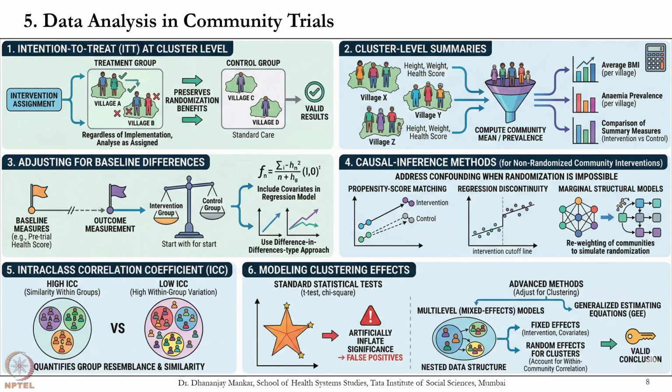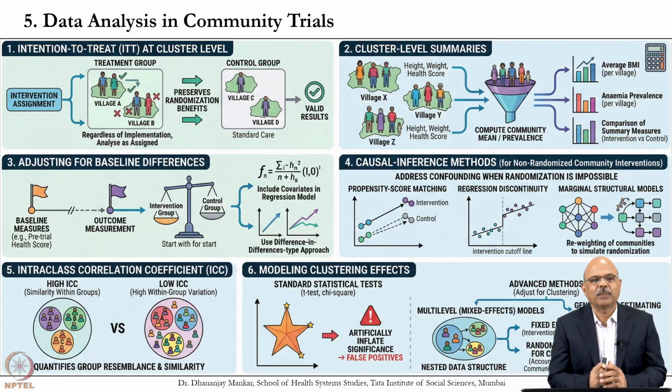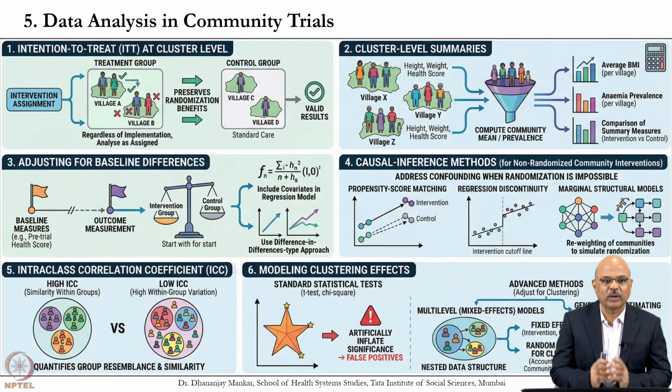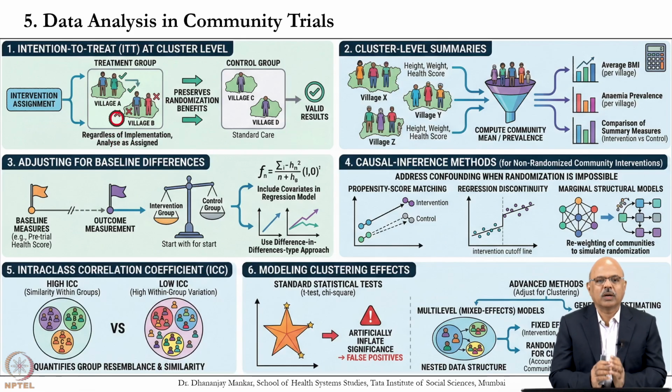Now, on the basis of data analysis in community trials, one important part for deriving the outcome is intention to treat, that is ITT, at a cluster level. When you talk about intervention assignment, the treatment group, suppose village A and village B, you analyze them as assigned, regardless of the implementation. As for randomization benefits, the control group on the other side, village C and village D, is allotted standardized care. So you may get valid results here. Intention to treat at a cluster level is defined in this data analysis.